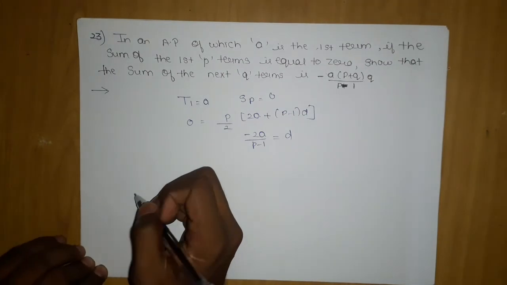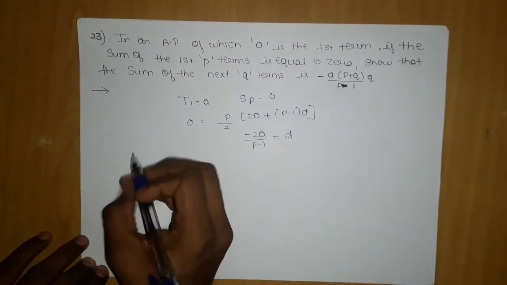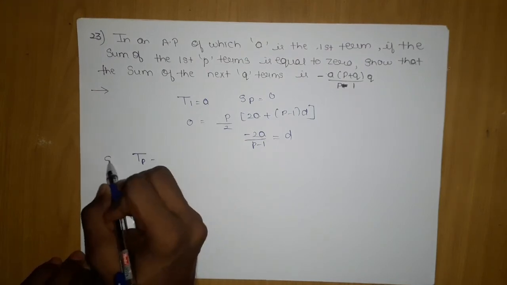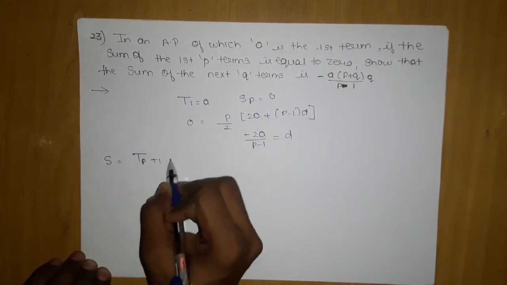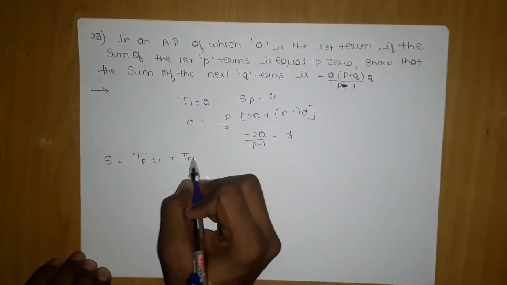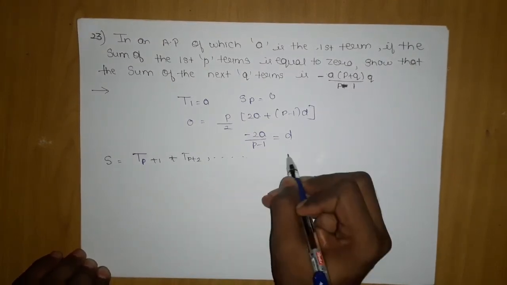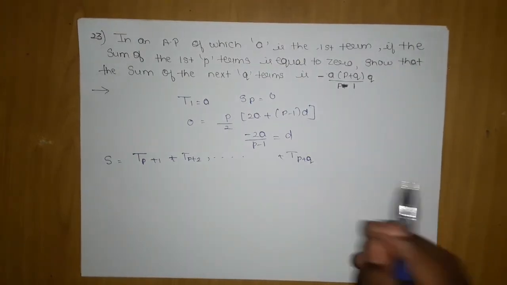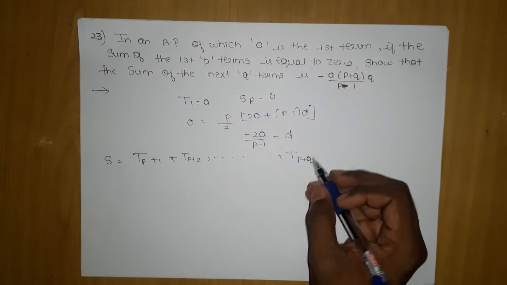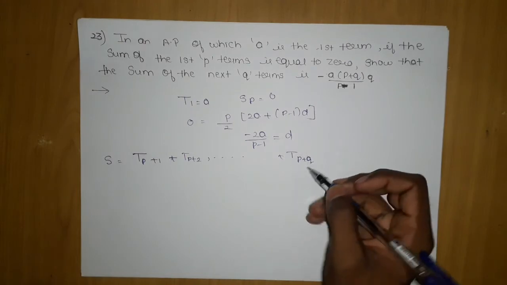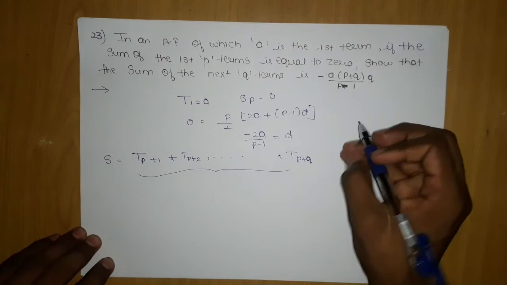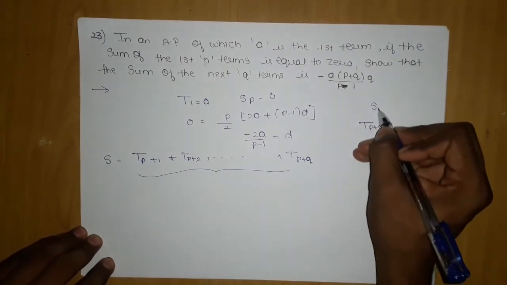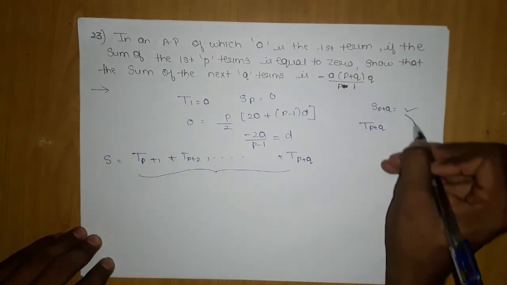Now let's observe, they are telling sum of the next Q terms. So what we want is TP plus 1 plus TP plus 2, and like this it will go on till TP plus Q. We want the sum of all these terms. But what children assume, they try to find the sum of P plus Q terms by applying S of P plus Q directly, which is completely wrong.